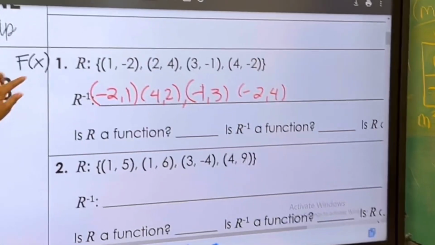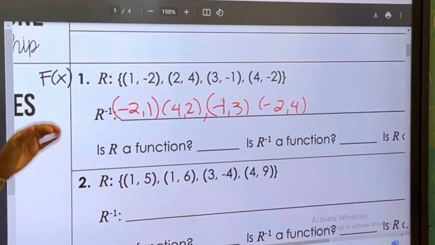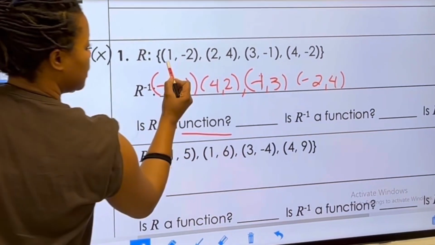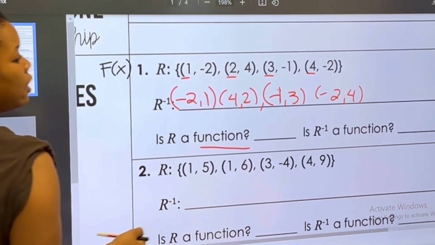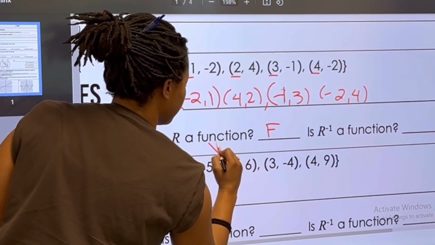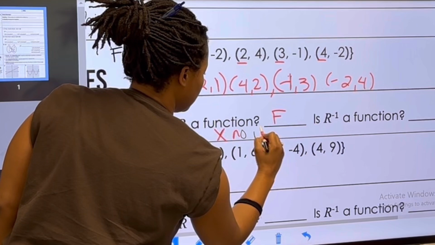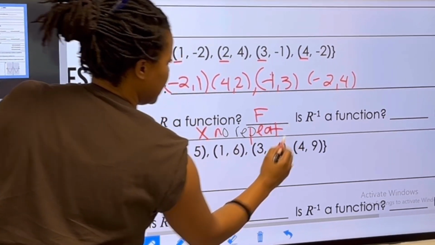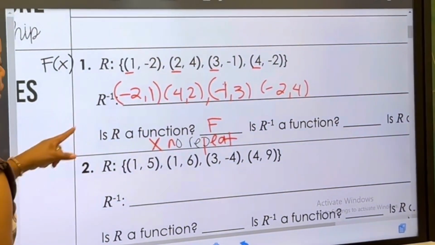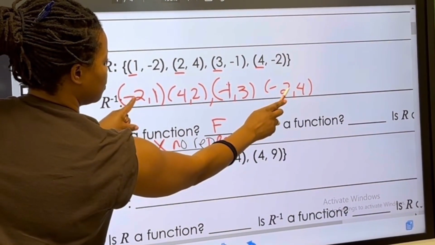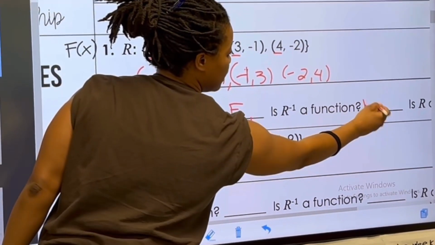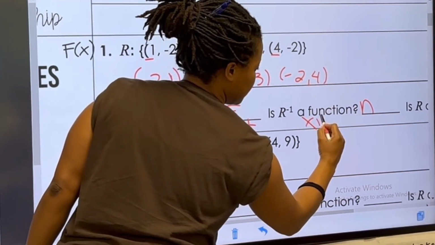Okay, it asks us a question. Is R a function? Is our original relationship a function? What does this mean? Does x repeat? No. Correct. So it's a function. Yes, because x does not repeat. Okay, is the inverse a function? You're correct. It's not because our x repeats, so no. It's not a function because x repeats.